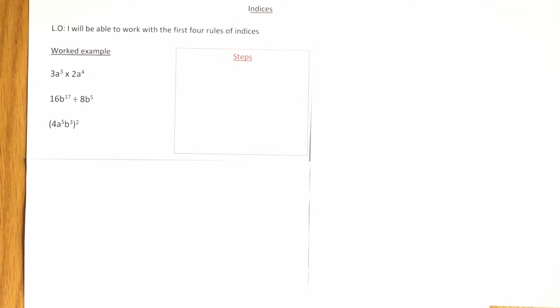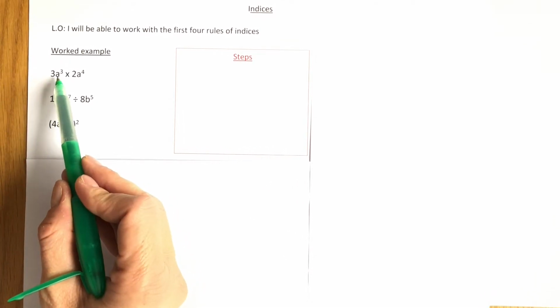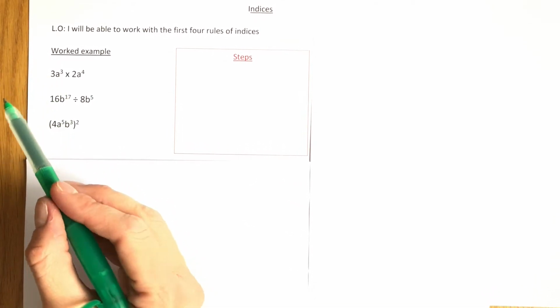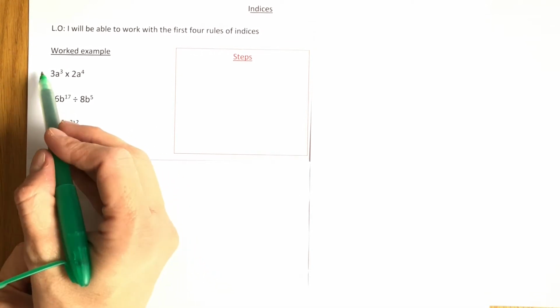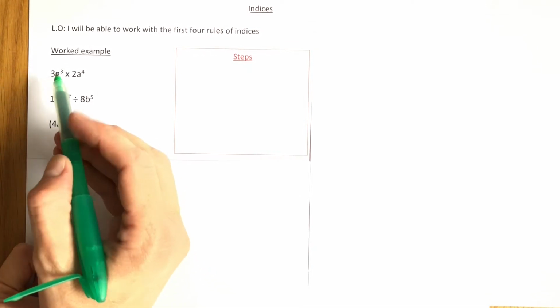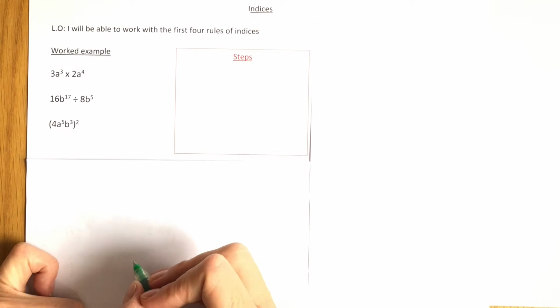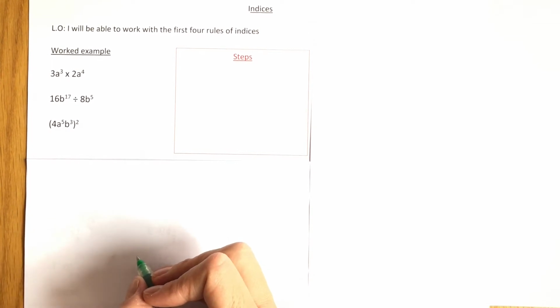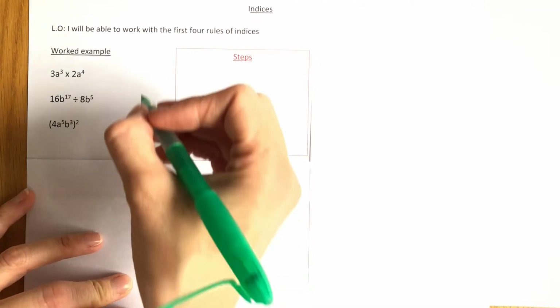Indices. So today's objective is: I will be able to work with the first 4 rules of indices. So what we're actually looking at now is when there are integers and indices. It's really important that when you have numbers and powers, you break the question down, do the numbers first and then do each letter separately.